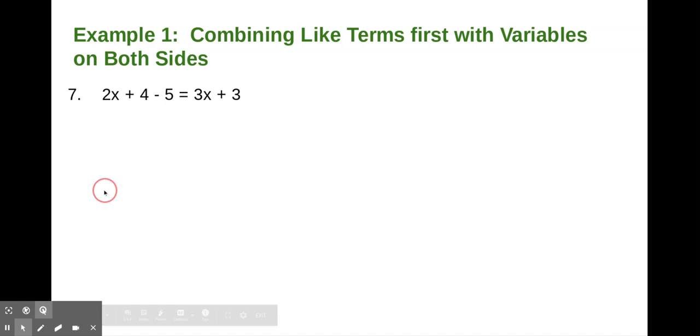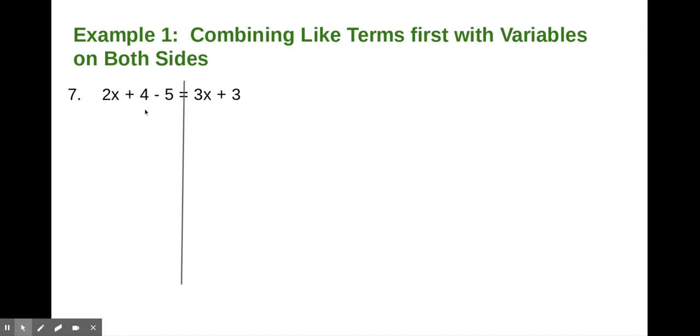First step, draw your line so that you know what you have. You have a left side, you have a right side. Over on my left side, I have a 4 minus 5. That's what I'm allowed to combine. On the right side, there's nothing I can combine. I am not allowed to combine 3x plus 3. One has a variable, one does not.